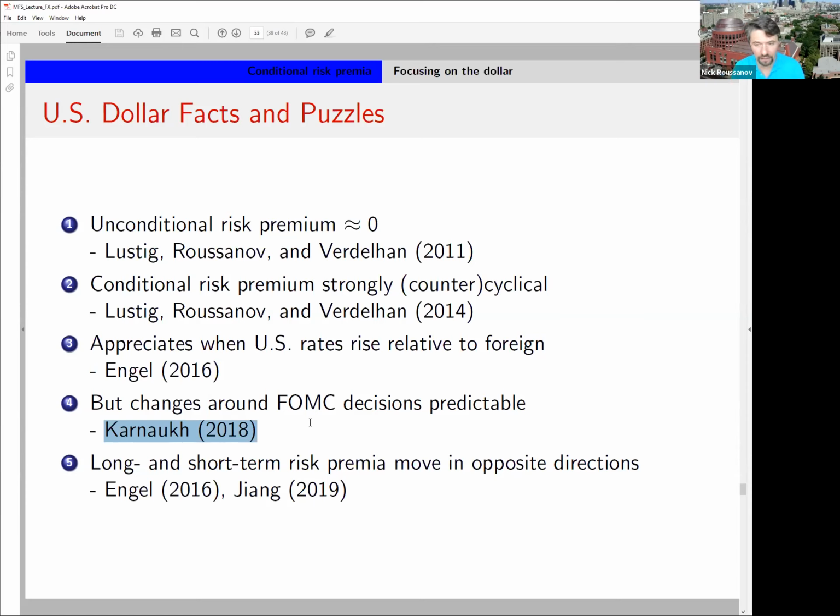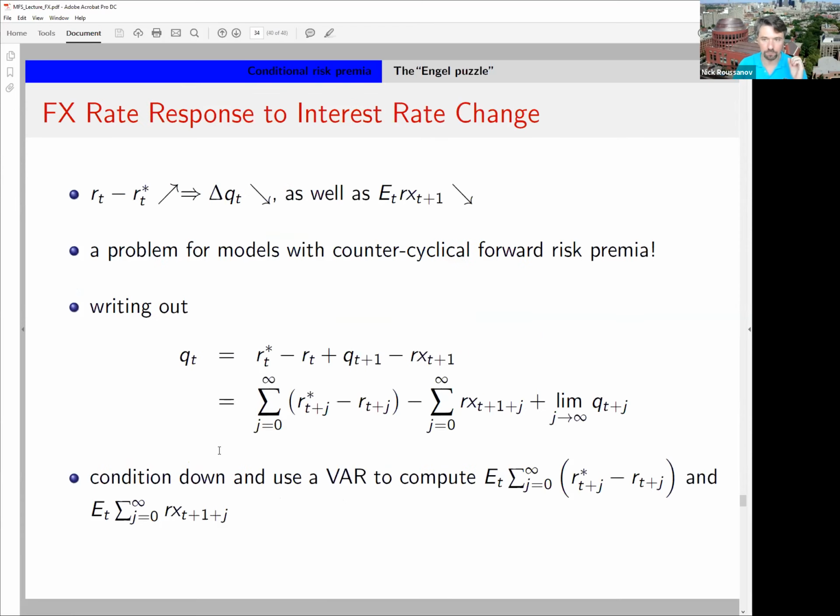That's another puzzle that lays on top of the Engel puzzle: how can we reconcile the countercyclical risk premia with the fact that on impact interest rates in fact go in the opposite direction? Another way to think about this puzzle is to think about the long-term versus short-term risk premia in FX.